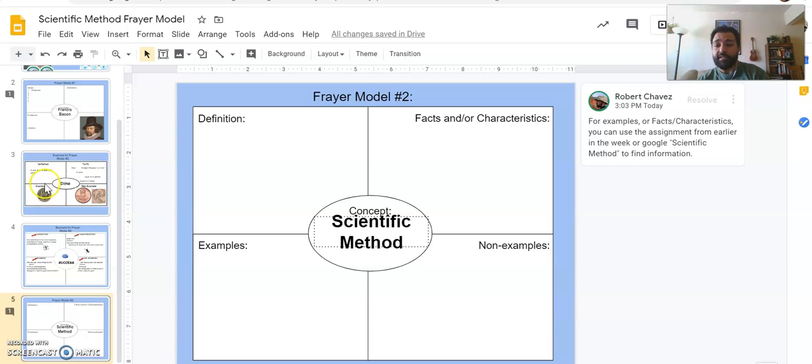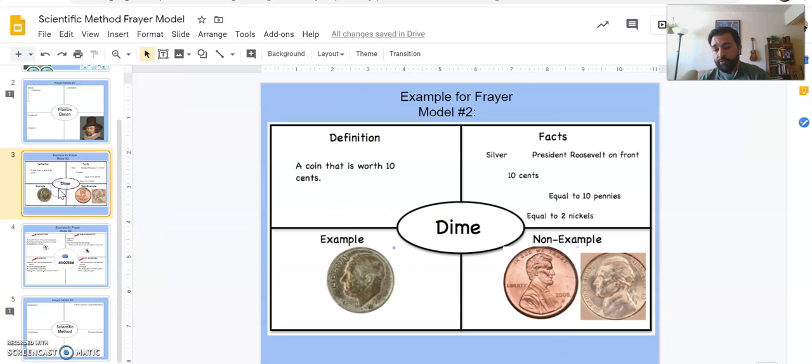All right, so I'm going to go back to slides 3 and 4 so you can see examples of what you're being expected to do on this final Frayer model for the word scientific method. So if our word was dime, this is what our Frayer model could look like. The definition of a dime is a coin that is worth 10 cents. Facts about dimes are that it is silver. The margins are kind of messed up here, but it's silver. President Roosevelt is on the front. It is worth 10 cents. It is equal to 10 pennies, and it is equal to 2 nickels. So those are facts about dimes.